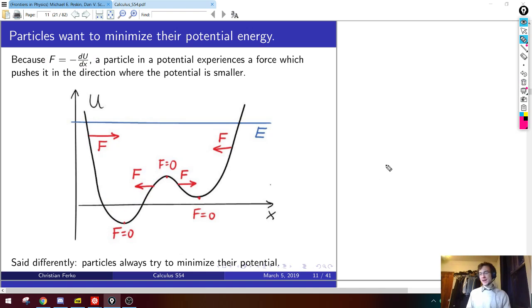Okay, so I just want to hammer this home. The statement that particles minimize their potential is not magic. It's the definition. It's just a derivative.